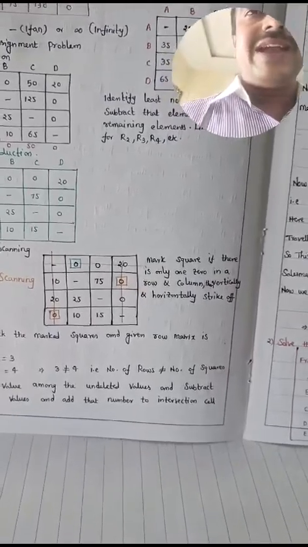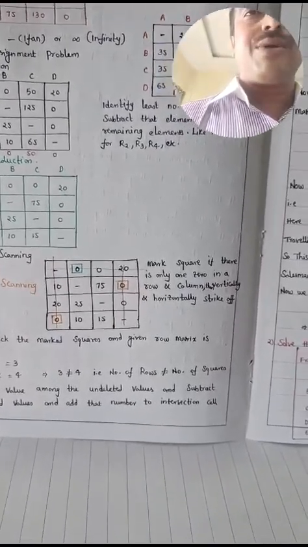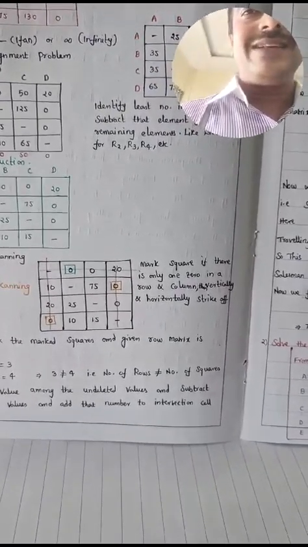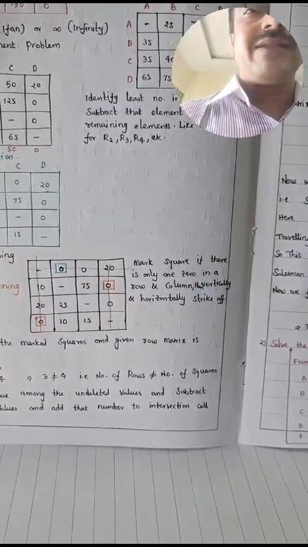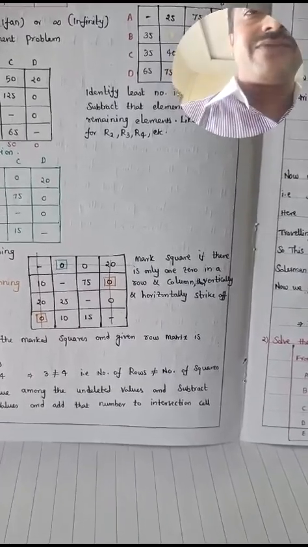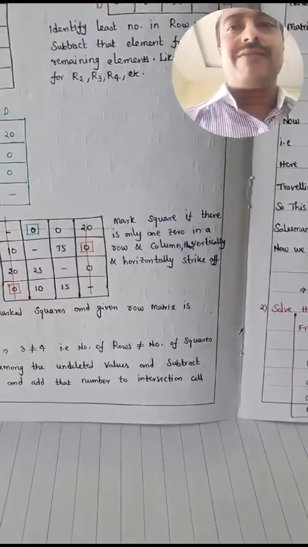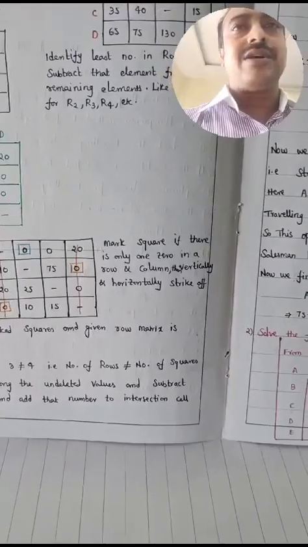Now we identify the number of square boxes. Here there are 3, but as it is a 4 by 4 matrix, m is not equal to n, meaning 3 is not equal to 4. The number of rows is not equal to the number of boxes. So the solution is not optimal.